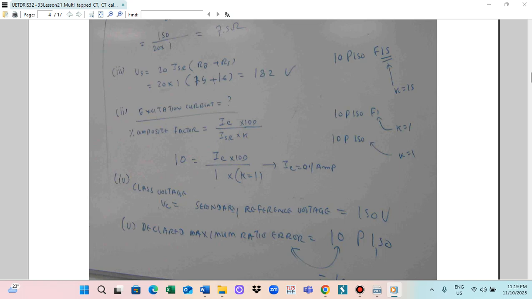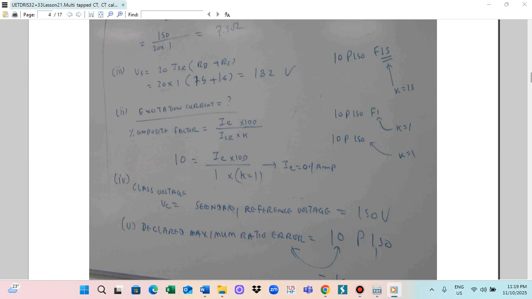So here we substitute. And class voltage is for a CT. This is the classification voltage. So this is the equation: test voltage minus 20 times rated secondary current multiplied by secondary DC resistance. So by this way you can calculate the CT.